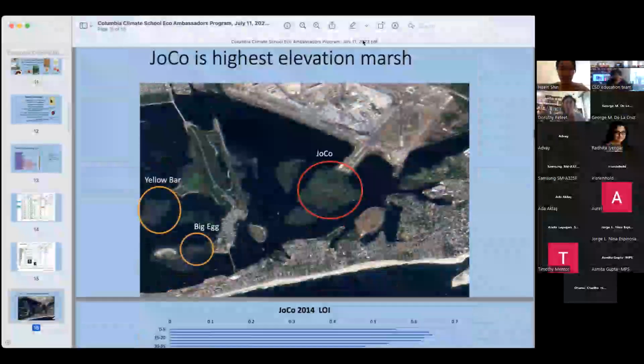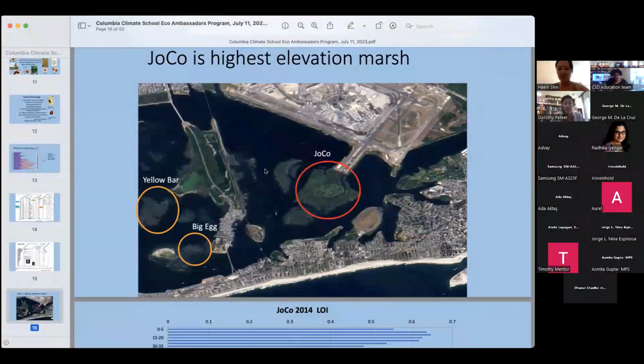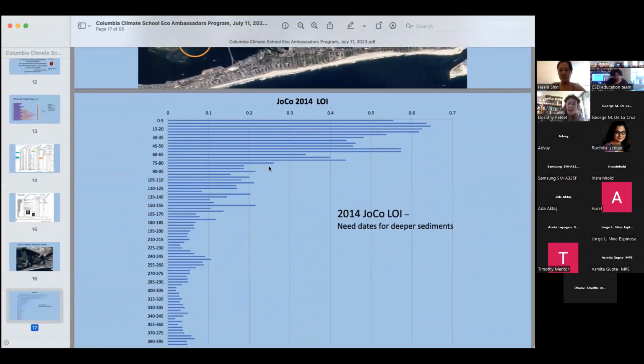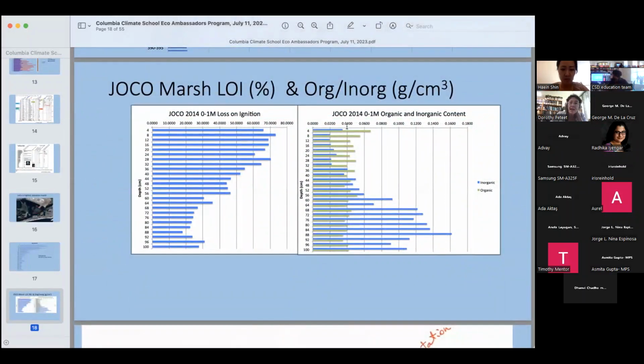So Joko's now the highest elevation marsh, and it's the best preserved. Here's the analysis for this, the loss on ignition. We burn it, and you see that it's a lot more organic up here than it is down. This time we went down to 4 meters. We need more dates, but you see the same pattern.